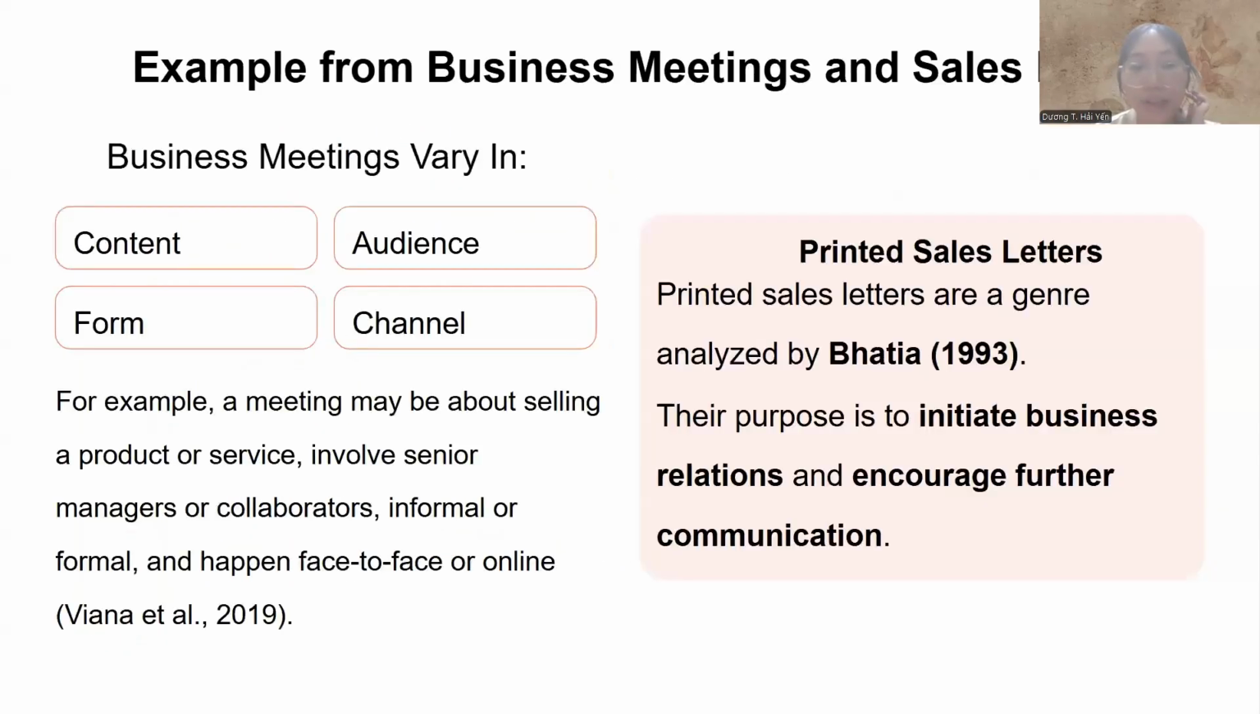Okay, so the next example is from business. In business, language changes depending on the context. For example, a business meeting can vary in content, audience, format, and channel. A meeting may be about selling a product or service. It may involve senior managers or collaborators. It may be formal or informal, and it may happen face to face or online. And this shows that business English is highly context specific.